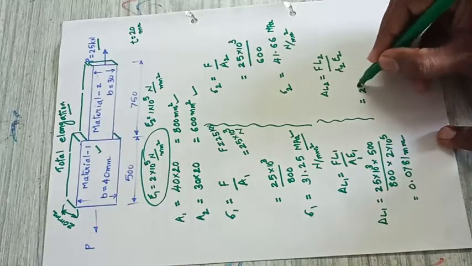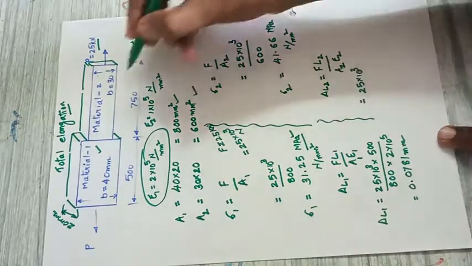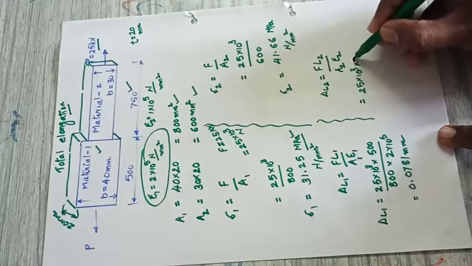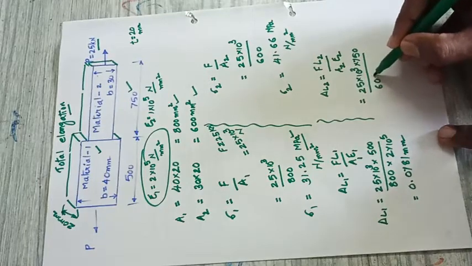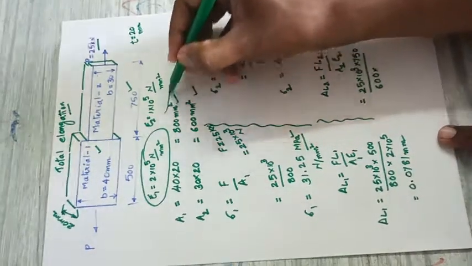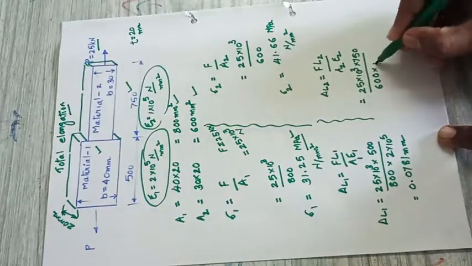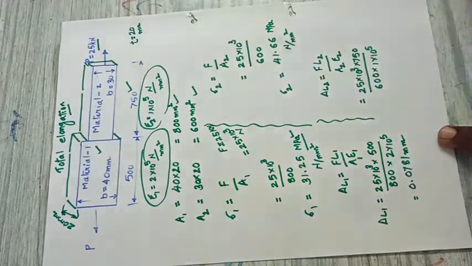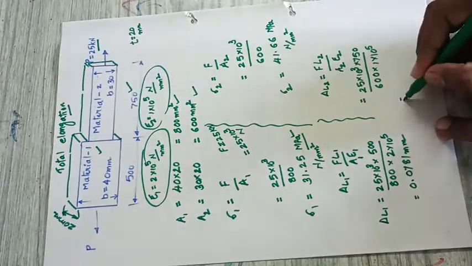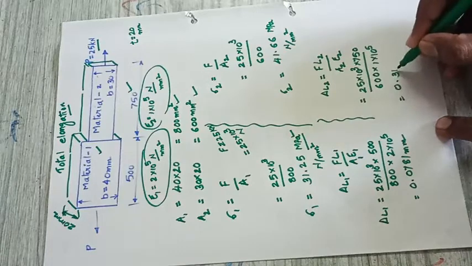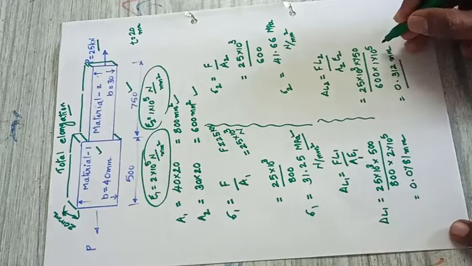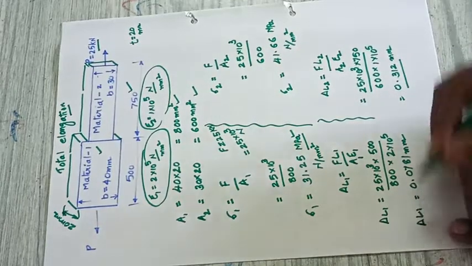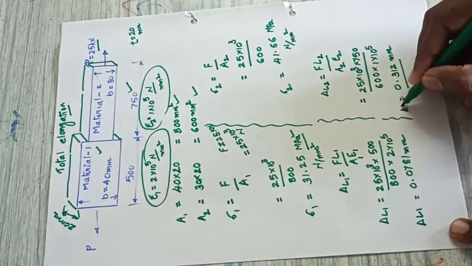In the same manner I will substitute the values for the second portion. It is 25 into 10 raised to 3, the length is 750, the area is 600, into the Young's modulus 1 into 10 raised to 5. The answer is 0.312 mm. So we have the change in length for the first material and the second material.